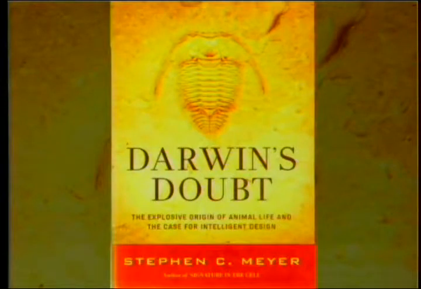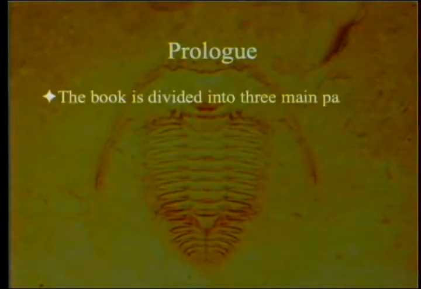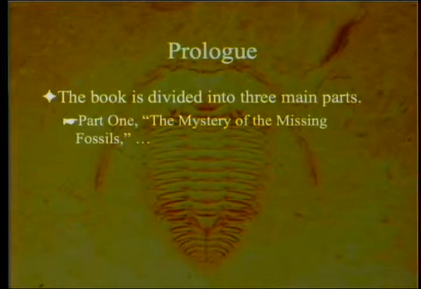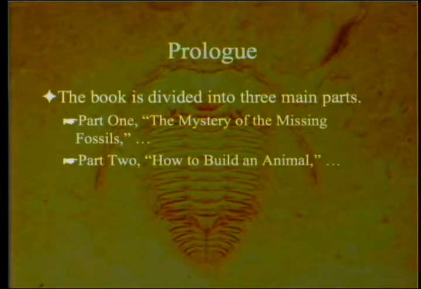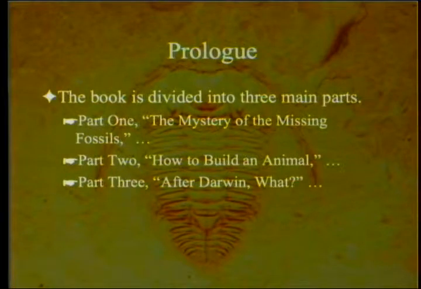The book cover, I find very attractive anyway. In the prologue, he says exactly what he's going to do. The book is divided into three main parts. Part one, the mystery of the missing fossils. Part two, how to build an animal. And part three, after Darwin, what? And we are into part two at this time.